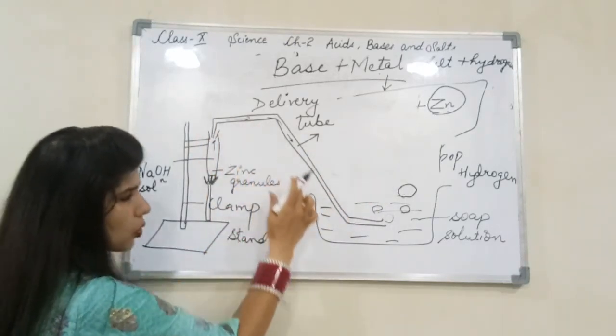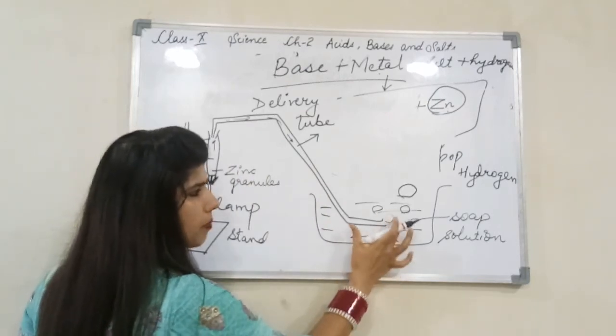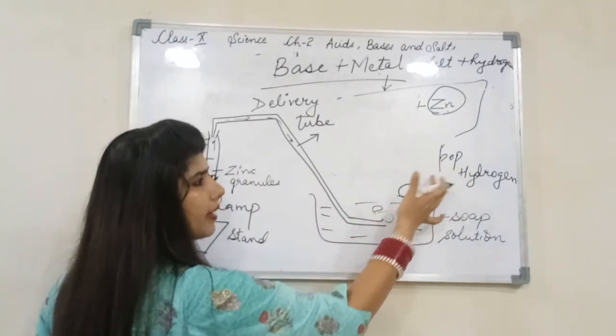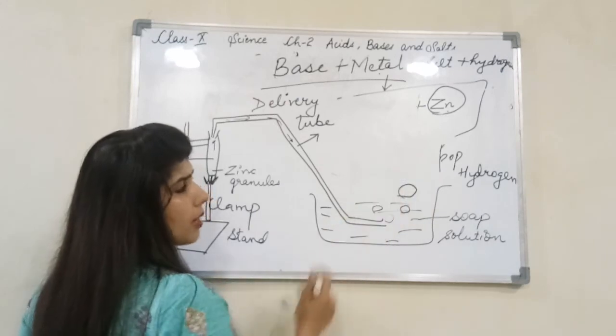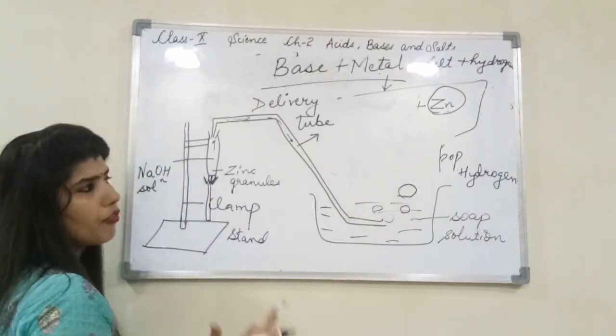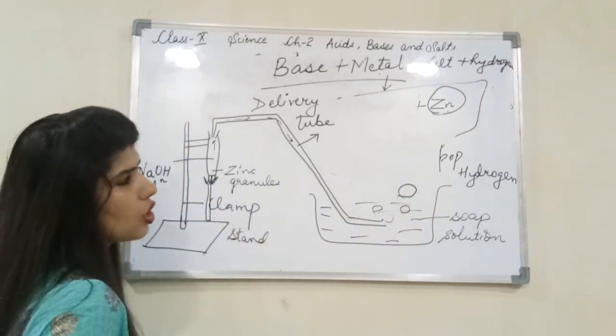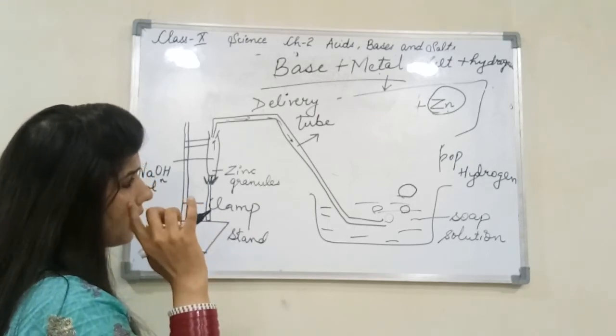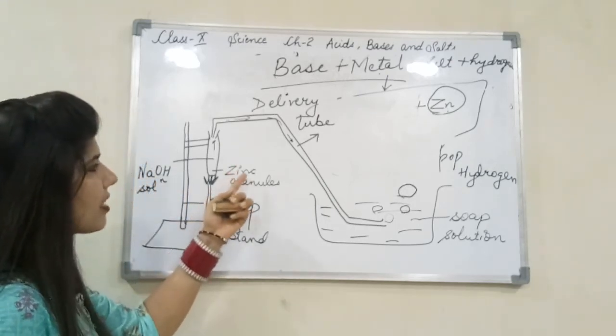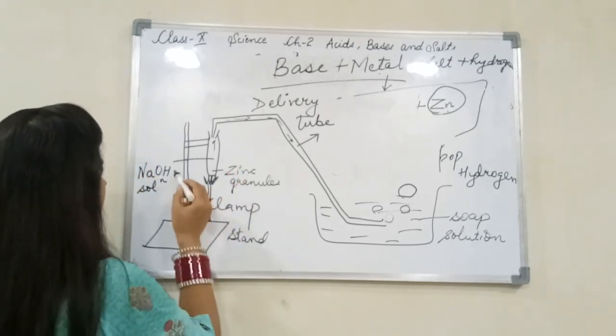There is a delivery tube, it moves over here. This is a soapy solution. Again bubbles you will see. When you bring a candle near any one of the bubbles, then you will see a pop sound. You can also observe a flame that's of pale blue color. That's what you observe in case of hydrogen. Okay. So again over here, what has happened? Zinc has displaced H over here.